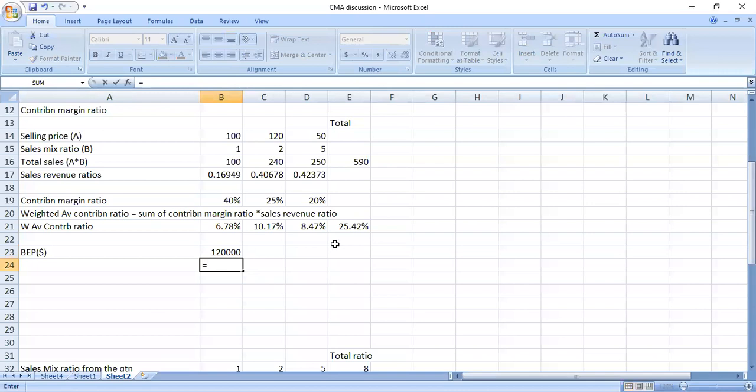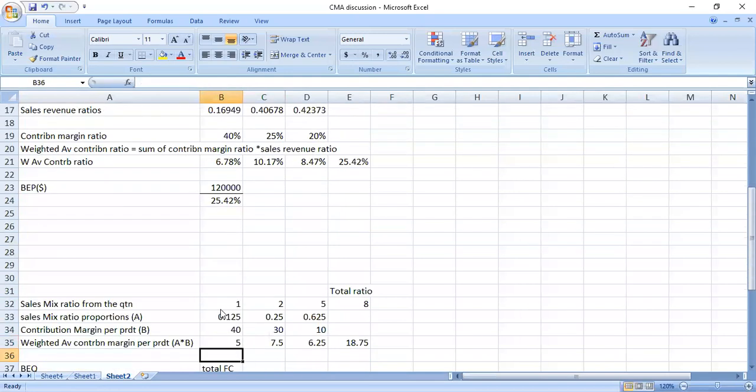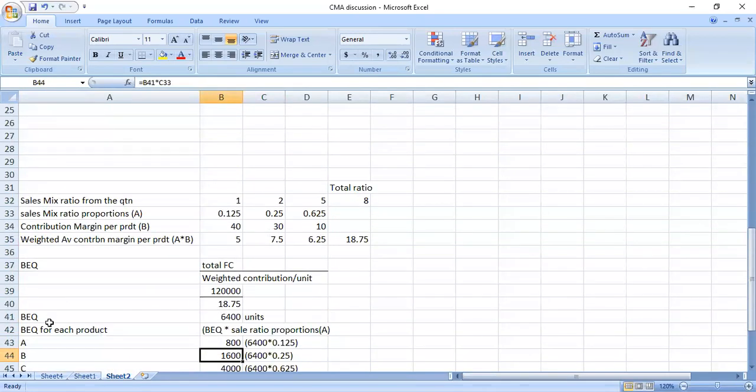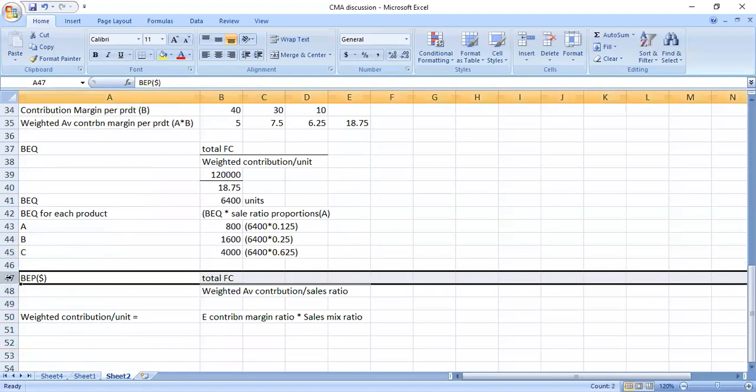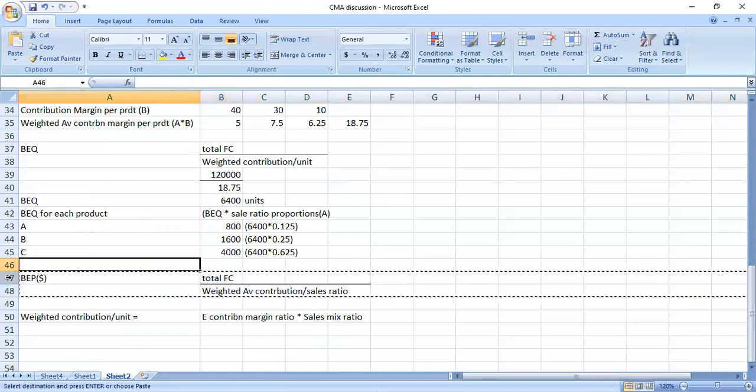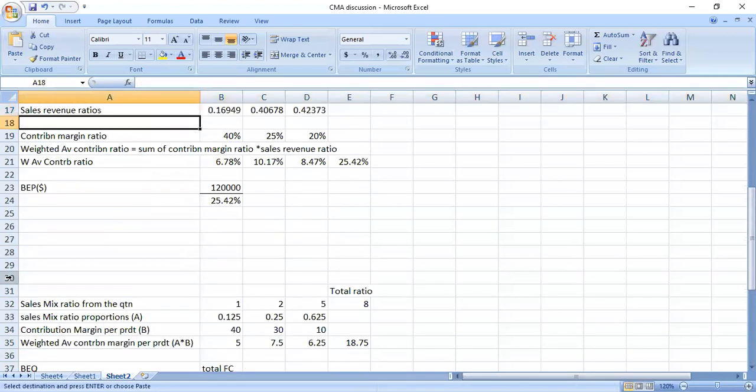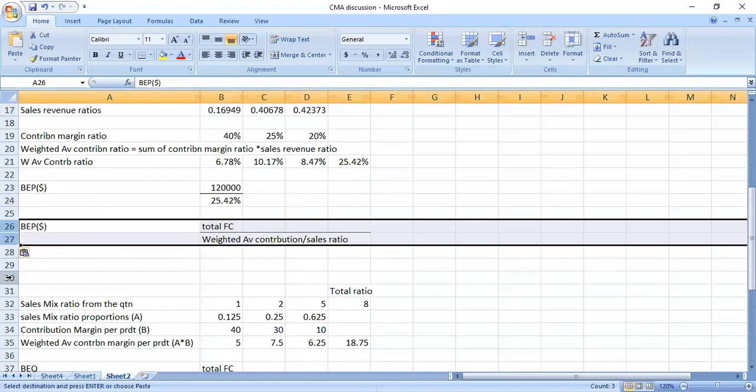I think you've all understood that, right? Guys, are we communicating? Have we understood? No, sir. Please find out on the weighted average contribution ratio. Can you scroll back up?